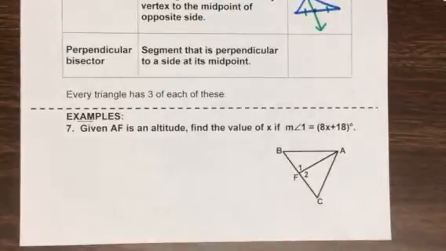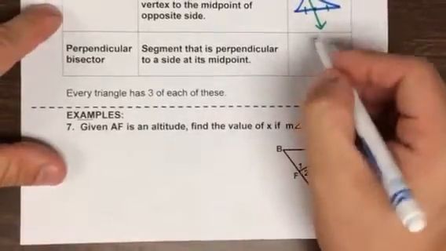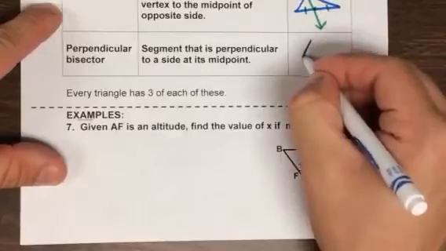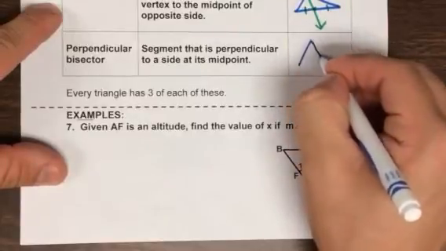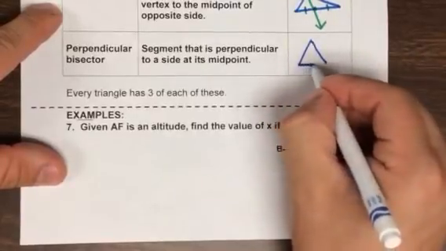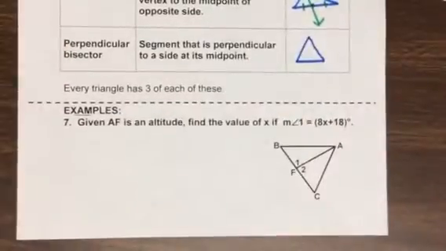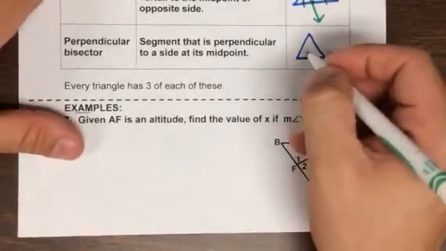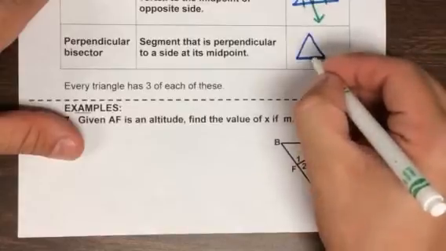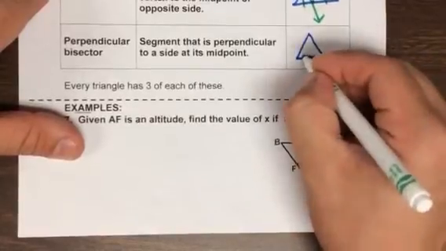Perpendicular bisector. Now this is a special case scenario, and it has to be 2 things at the same time. A perpendicular bisector would be a segment that is perpendicular to a side and it is at its midpoint, which means it would be an altitude and it would be a median at the same time.